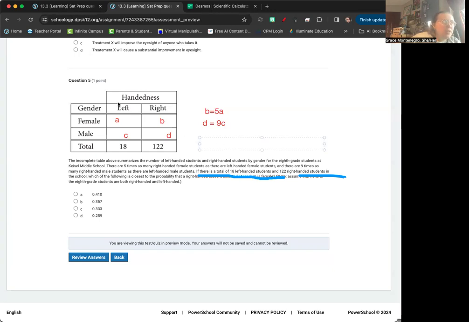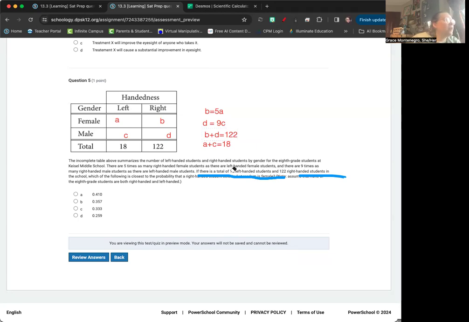Well, those we can get a sum out of. The total, because apparently there's no non-binary students in this school, the total left-handed students are A plus C. Left-handed females, left-handed males add up to 18. So we just look at the chart, use what we know, and make that into a sentence. A plus C equals 18. And then we do the same thing again for right-handedness. B plus D equals 122.